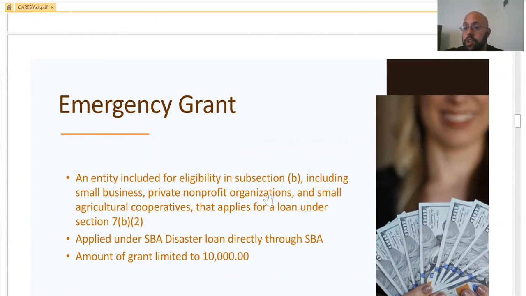So, for example, insurance is a fixed expense, not allowed under PPP, but you're allowed to pay it under the disaster loan. And a question was asked, can I apply for both? Yes, you can apply for both, but you can't double dip. You can't go for the same amount of money for both of the same things.